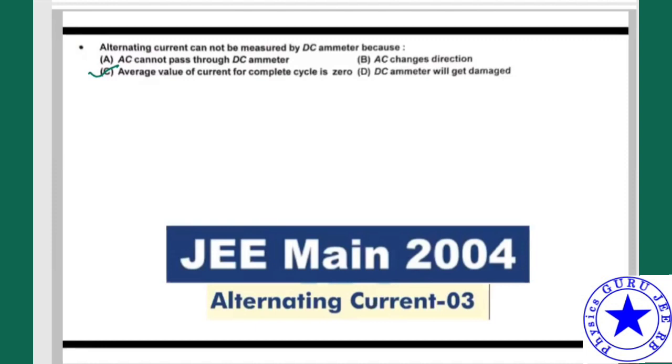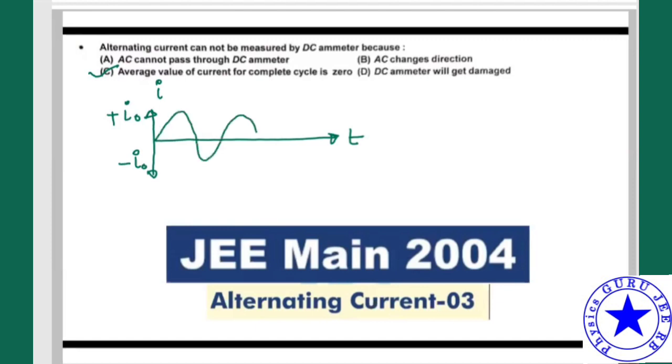A DC ammeter measures the average value of current passing through it, only the average value. So if I take the current like this, here it is I versus t. So here it is plus I naught and minus I naught. Hope it is clear. Plus I naught and minus I naught. So this is nothing but AC.